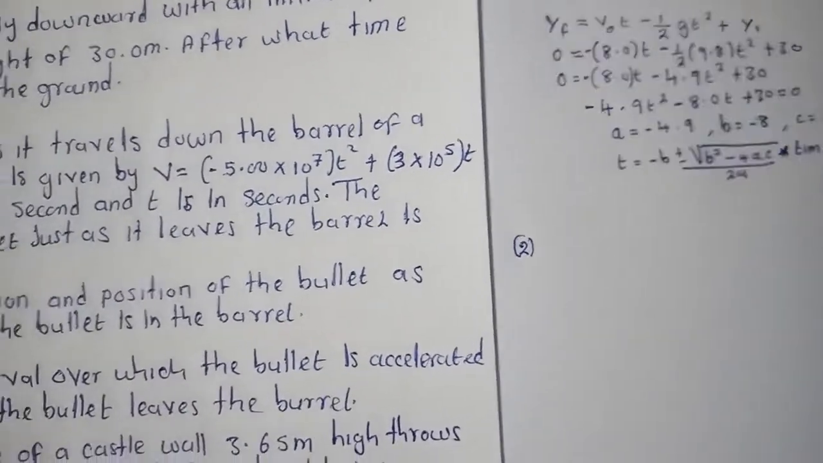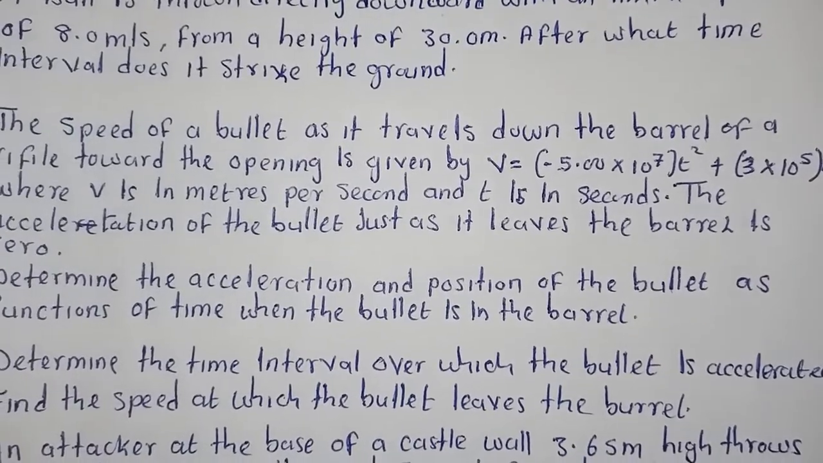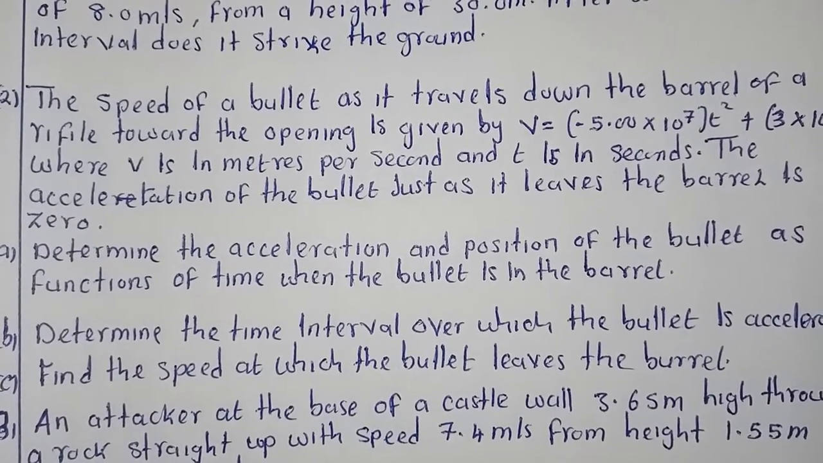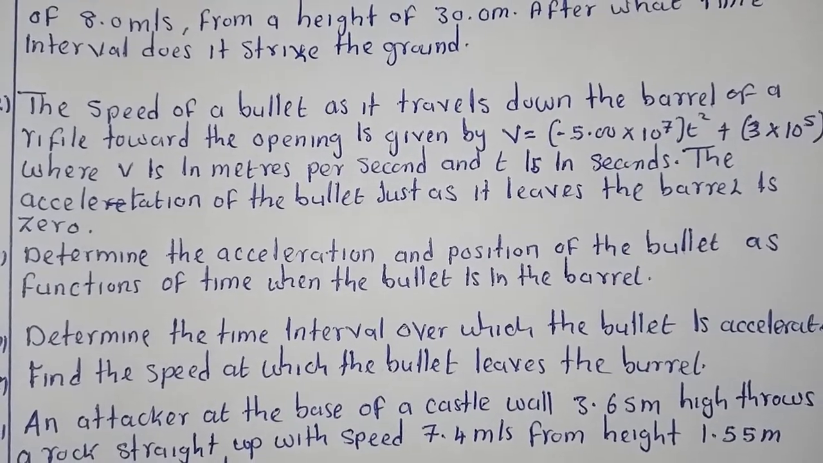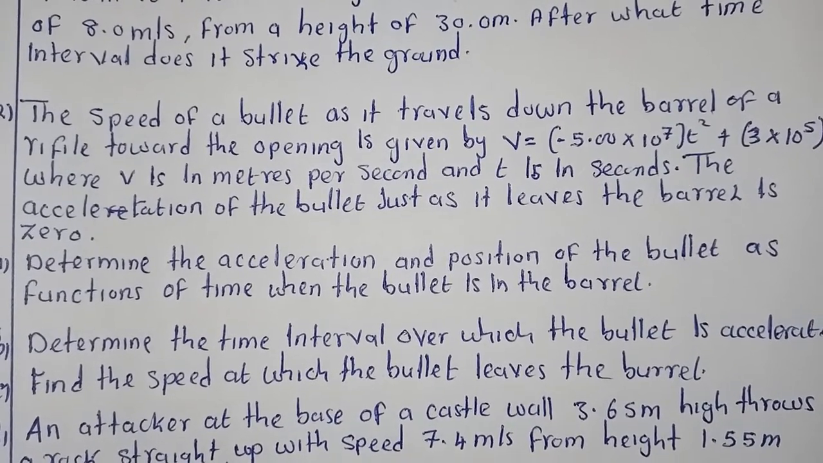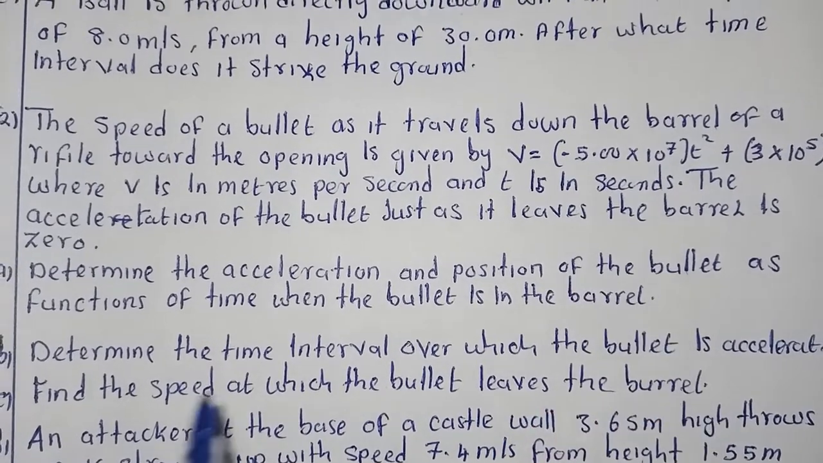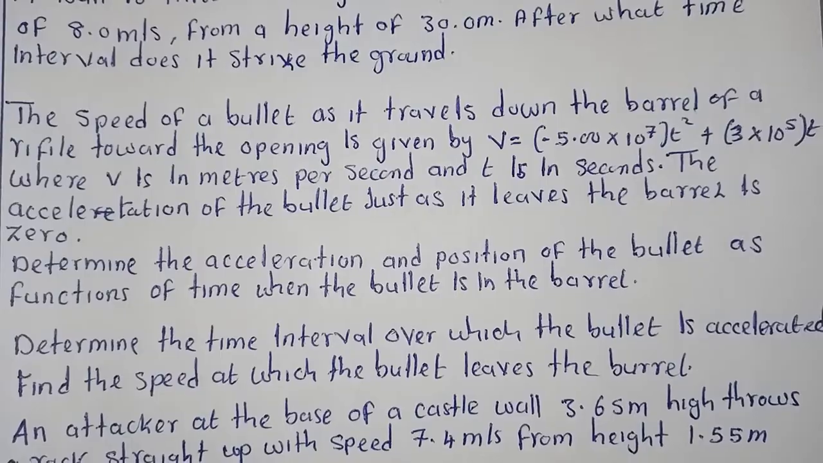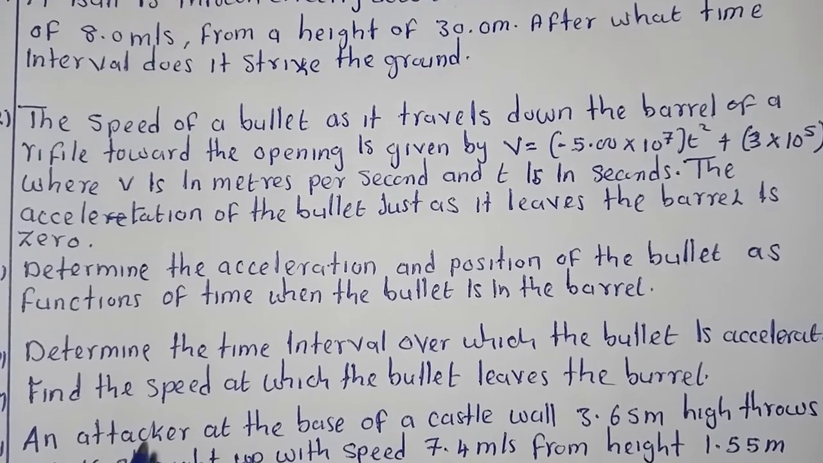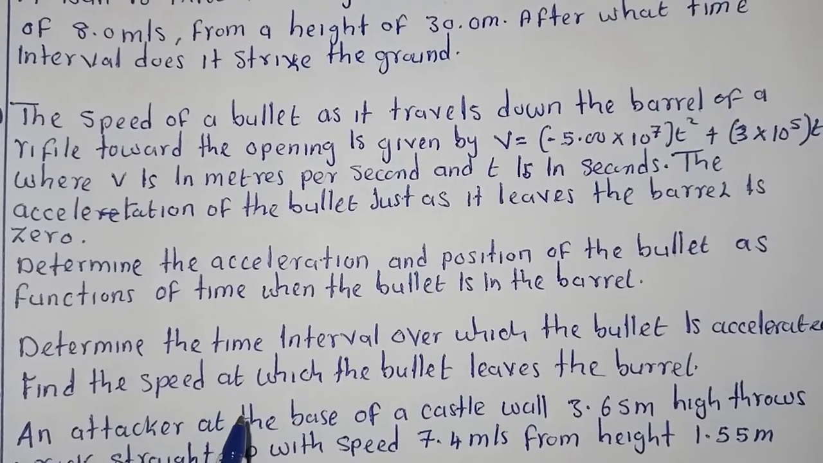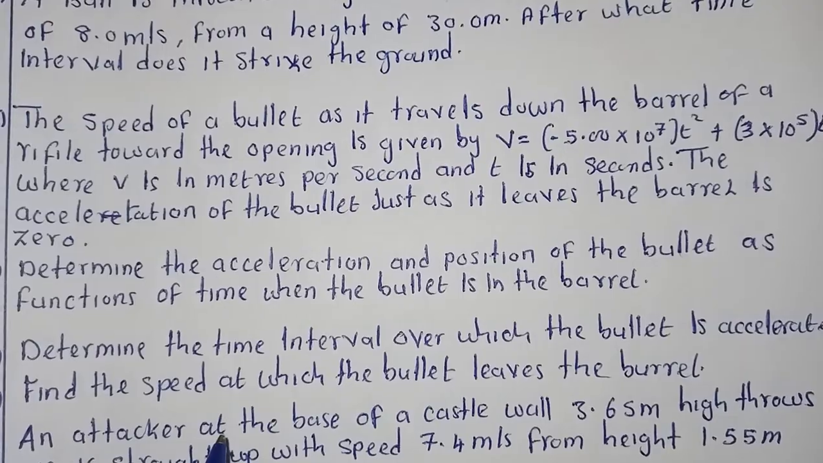They are saying that the second question is saying the speed of a bullet as it travels down the barrel of a rifle toward the opening is given by V is equal to this number, t plus t squared plus 3 multiplied by 10 to the power 5t. Now, where V is in meters per second and t is in seconds, the acceleration of the bullet just as it leaves the barrel is 0.